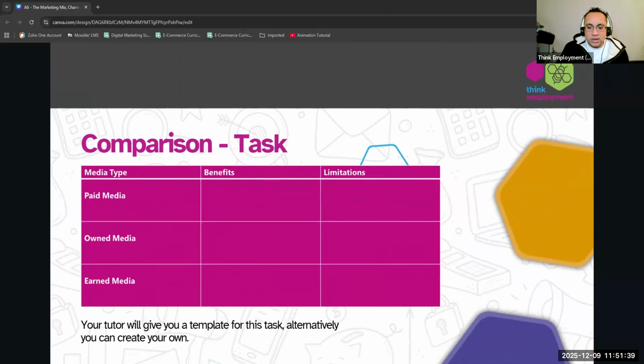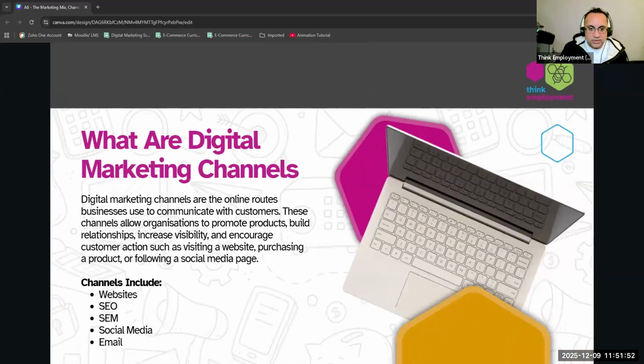I will give you a document that basically has this table in it, and you can fill that in, okay? But I'll do that in a second. I'm just going to cover a few other things.